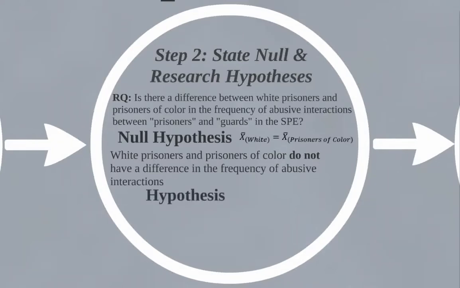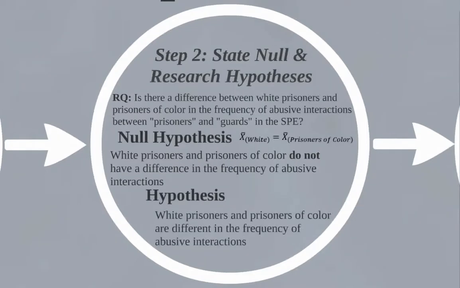Our research hypothesis, on the other hand, is going to be slightly different. It's going to be actually the exact opposite of the null hypothesis. And we would state something to the effect of white prisoners and prisoners of color are different in the frequency of abusive interactions. And it would be represented by the notation here, where the mean of white prisoners does not equal the mean of prisoners of color. They're different. And so we're going to test that statistically.